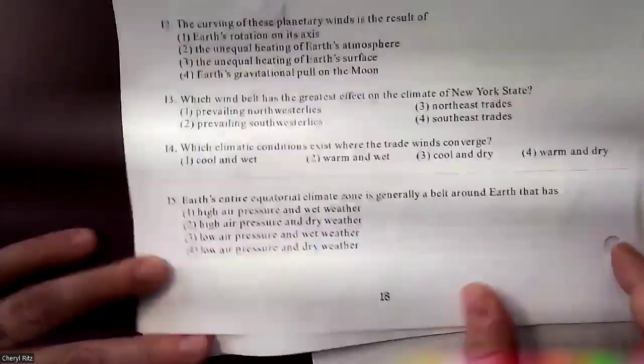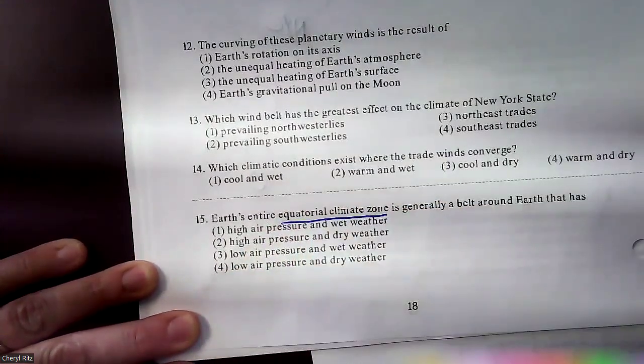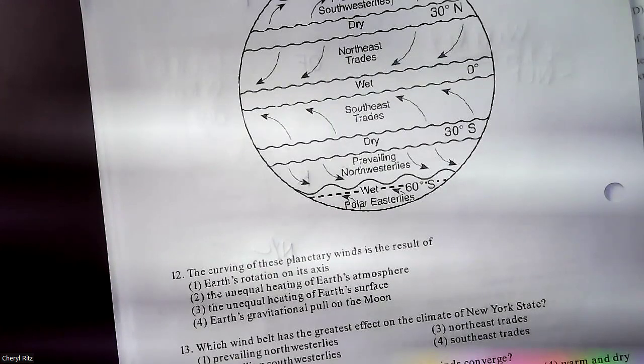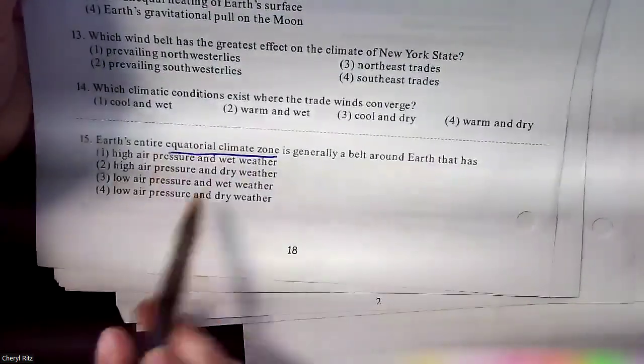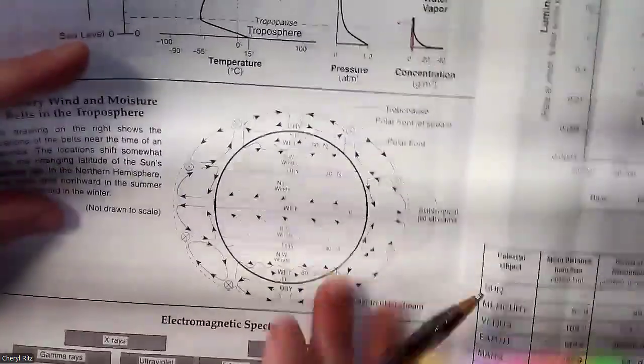Ooh, this is a good one. Earth's entire equatorial climate zone is generally a belt around the Earth that has, first of all, where the heck is the equatorial current region? Near the equator. And looking at the answers, I want to know what they're asking about is pressure and whether they're dry or wet. Hopefully you remember page 14 of your reference table.